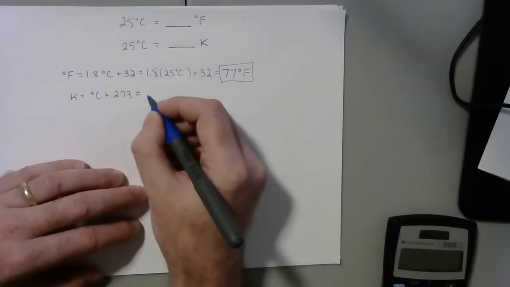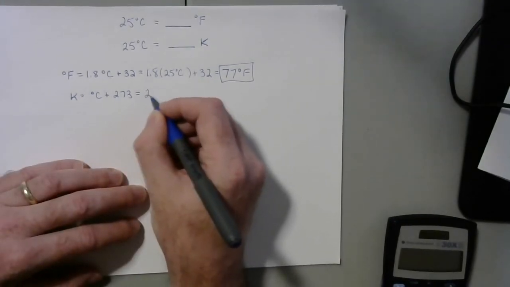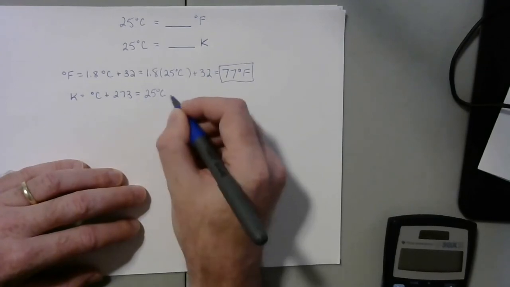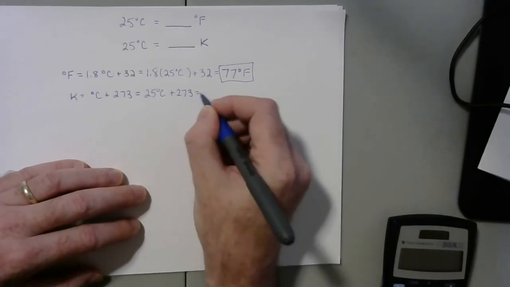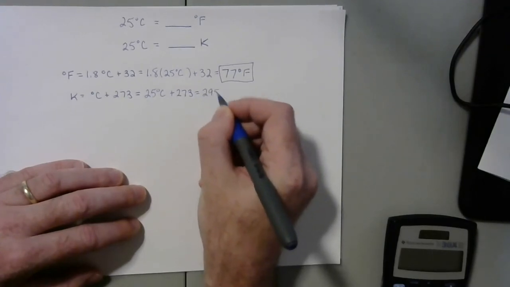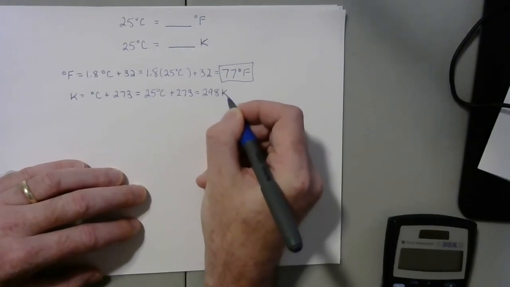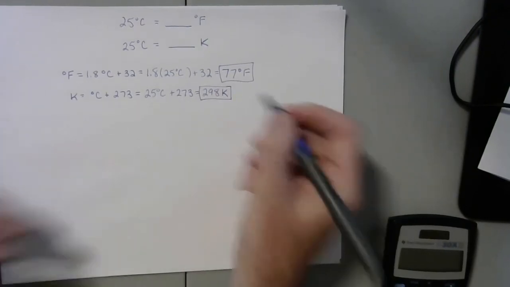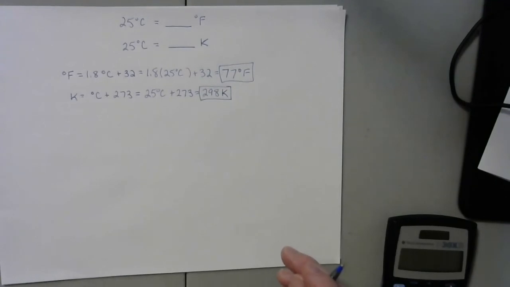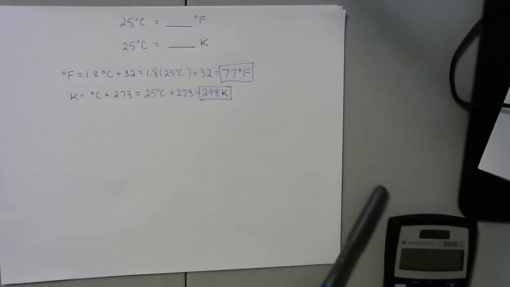Now, if we want to convert it to Kelvin, 25 degrees Celsius plus 273, and that's going to work out to about 298 Kelvin. And that would be your answer for the other. Occasionally you'll see somebody call 300 Kelvin room temperature. They're just rounding off, so don't really take it personally.